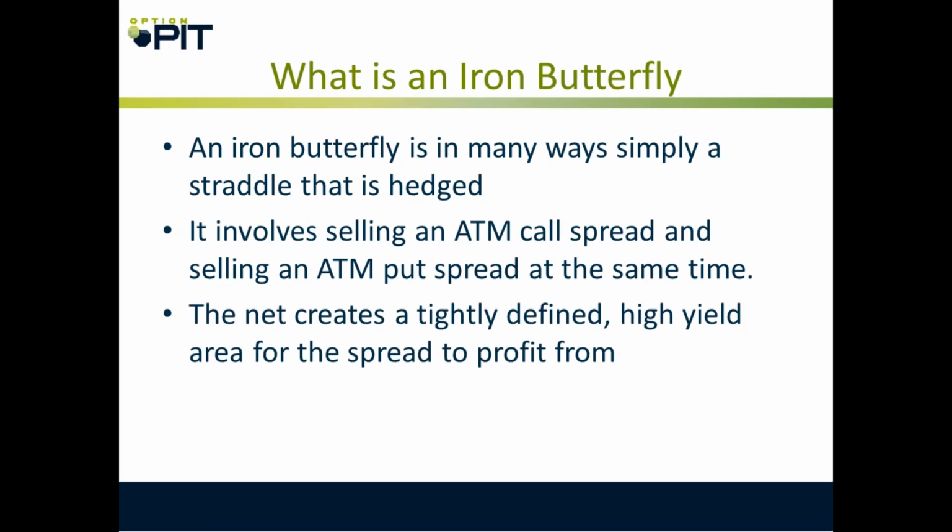So now, briefly, let's go over what an iron butterfly is and what an iron condor is. An iron butterfly is, in many ways, simply a short straddle that is hedged. It involves selling an at-the-money call spread and selling an at-the-money put spread at the same time. You could also consider it selling an at-the-money straddle and buying an out-of-the-money strangle. The net creates a tightly defined high-yield area for the spread to profit from.